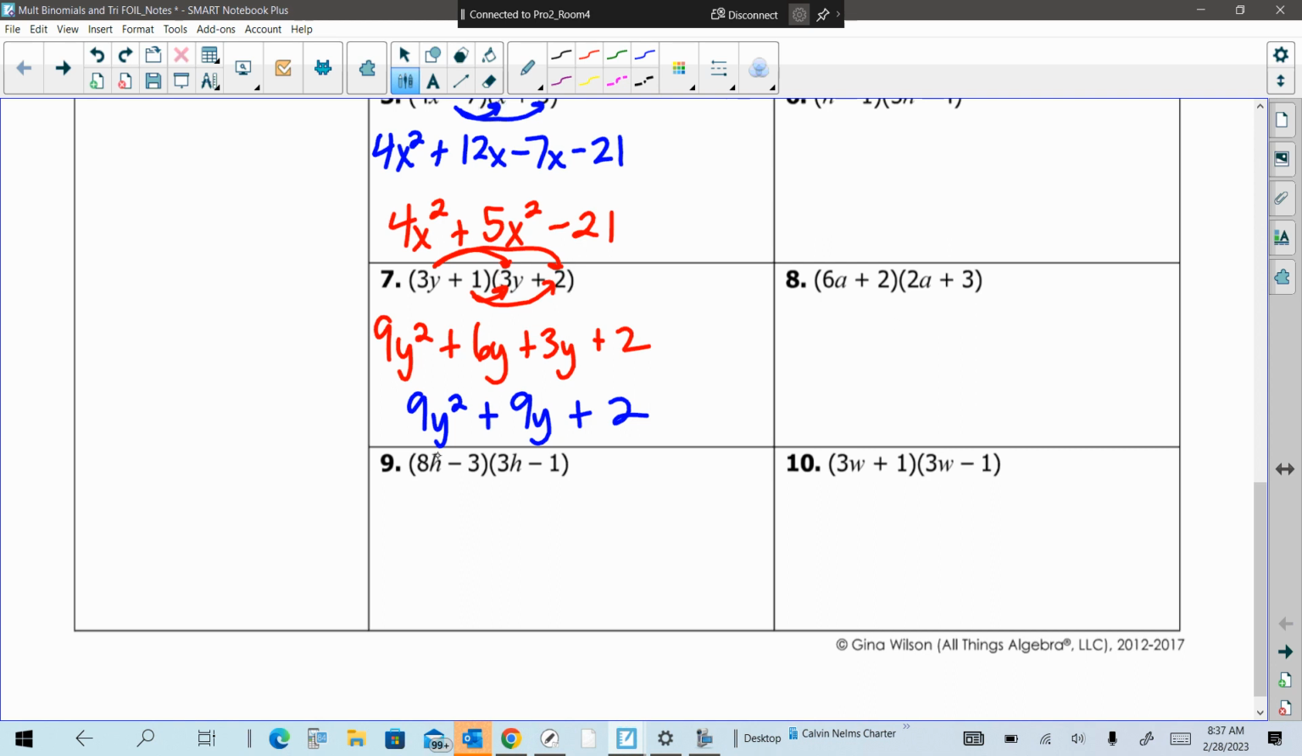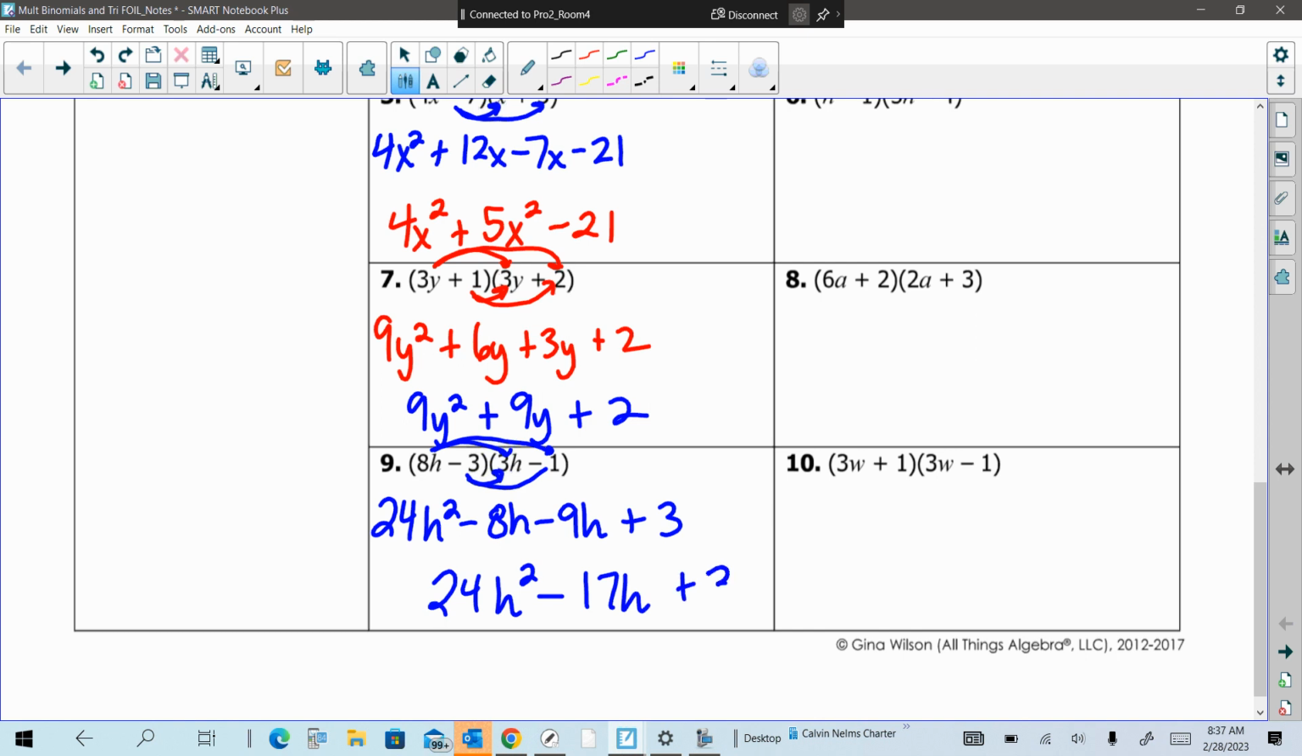So 8h times 3h is going to give you 24h squared. Then 8h times, not plus, times a negative 1 gives me a negative 8h. A negative 3 times 3h gives me negative 9h. And a negative 3 times a negative 1 gives me plus 3. So this comes out to be 24h squared minus 17h plus 3.